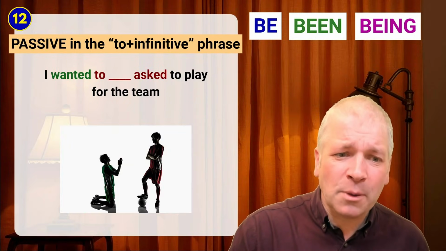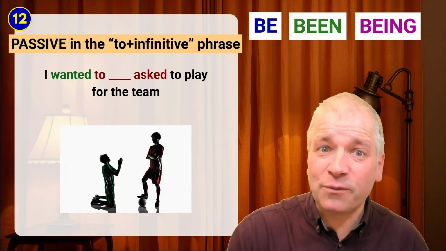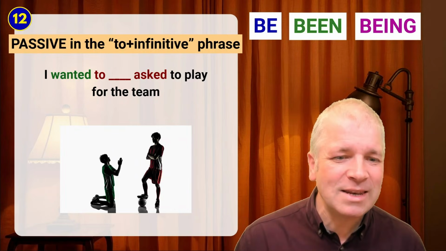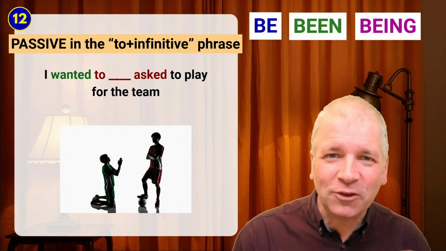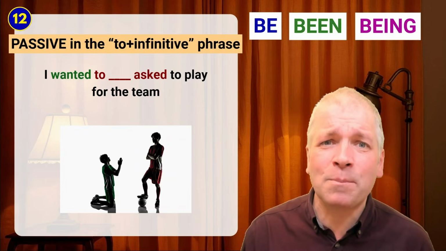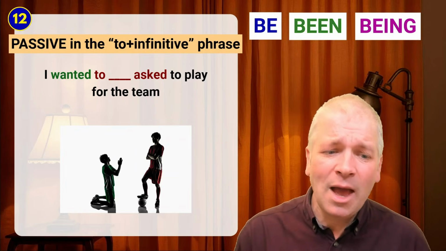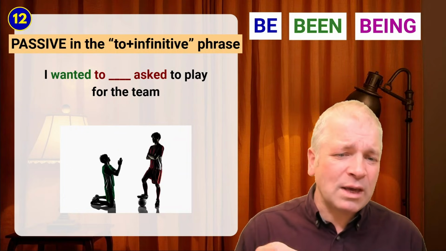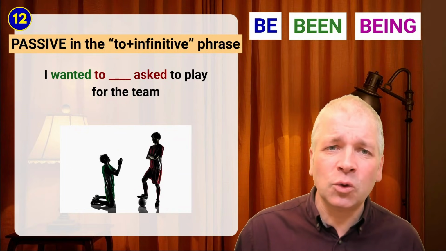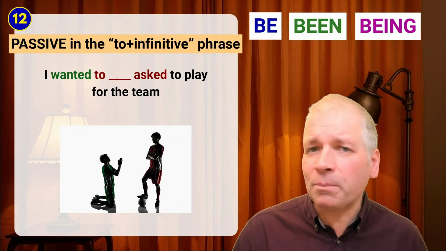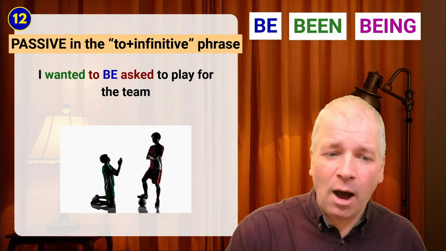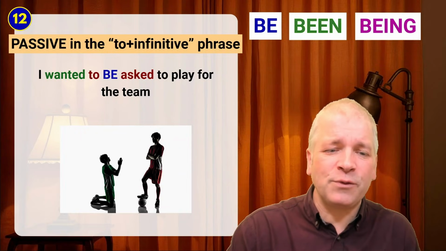And we can also use the passive with a to plus infinitive phrase. Now, here is someone who is desperate. They're on their knees. They want to play for the team at school, and they're speaking to the person who has the power to put them in the team. What do they ask, or what do they say they asked? They say this: I wanted to something asked to play for the team. What fills the gap here? It's be. I wanted to be asked to play for the team.